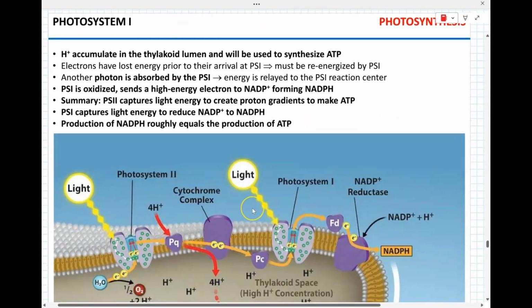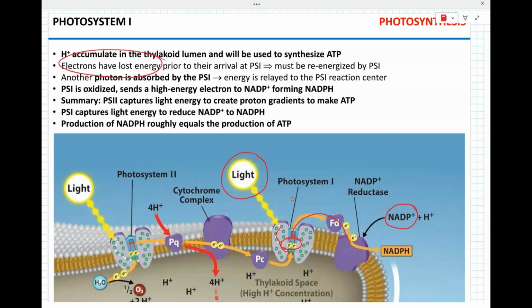Now, photosystem 1 conceptually performs the same. Photosystem 1 re-energizes the electrons that have lost their energy by absorbing another photon of light. Just like with photosystem 2, energy is relayed to the reaction center by pigment molecules bound to the antenna proteins and light harvesting complex, and photosystem 1 is oxidized again. When it is oxidized, these electrons are sent through NADP+ reductase to the molecule of NADP+.